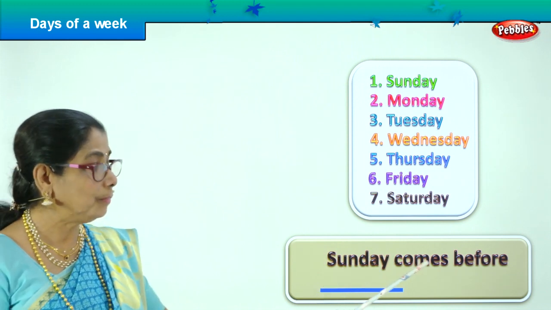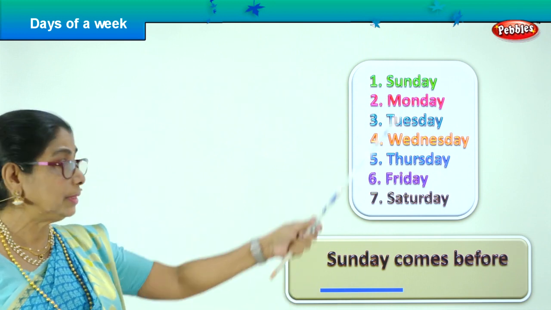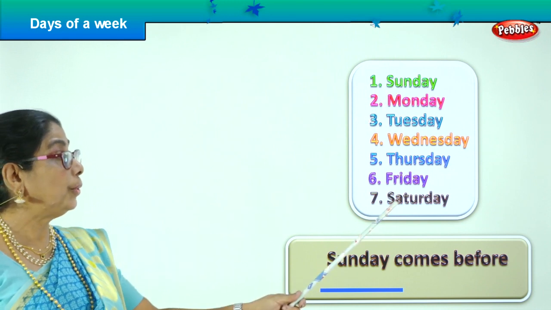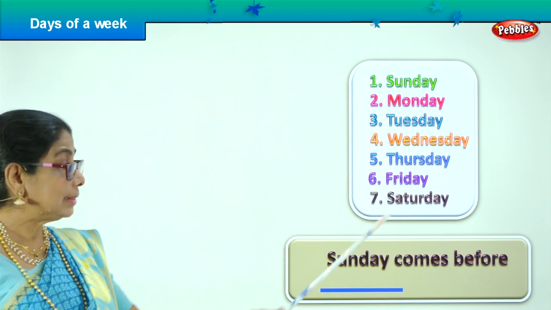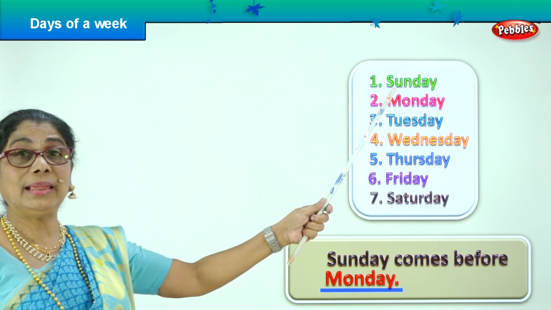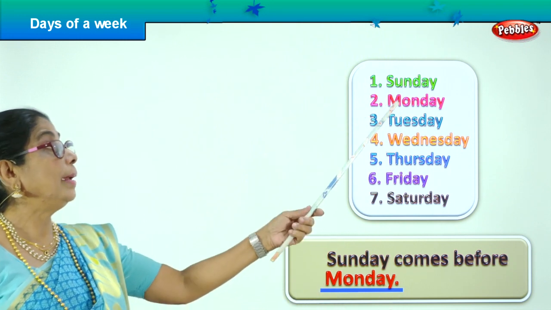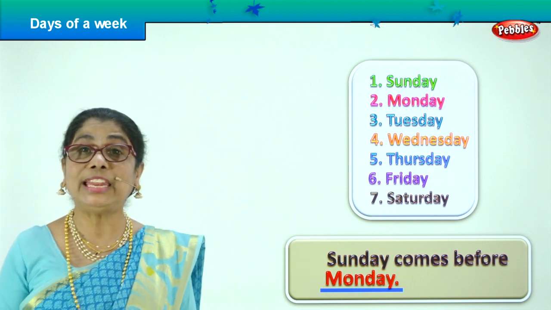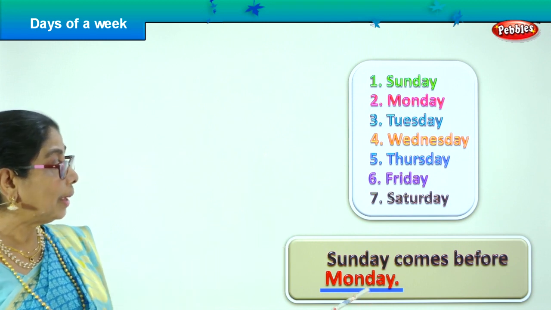Sunday comes before dash. Sunday comes before Monday. Sunday comes before Monday. We write M in capital because that's the name of the day of the week. Sunday comes before Monday.